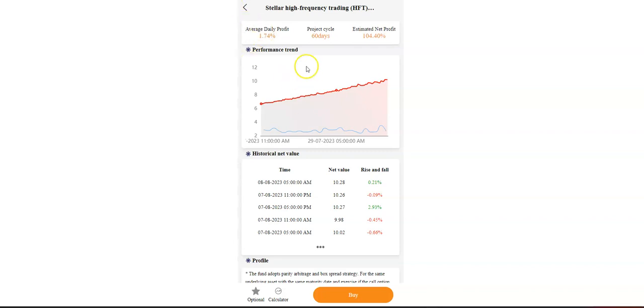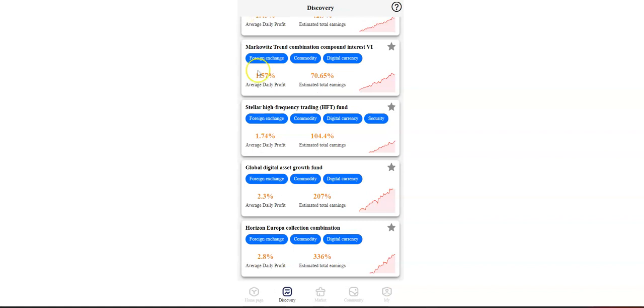For example, in this case, you're going to make 1.74% per day because it auto compounds your rewards. Then at the end of the cycle, after 60 days, you'll make 164% of your initial investment. So essentially a 2x in 60 days.